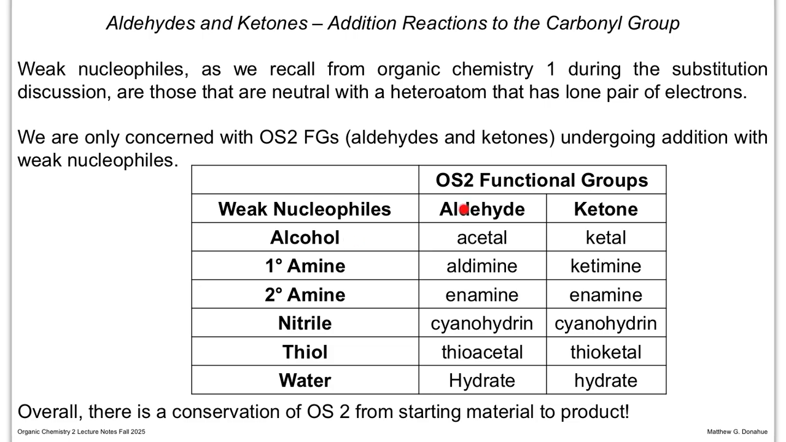So alcohol reacting with an aldehyde gives an acetal as a product. The names change a little bit based on what you're starting with, so acetal, ketal. We can use amines. Notice these are only primary or secondary. These form imines, so aldimine or ketimine. Secondary amine with either aldehyde or ketone forms an enamine. A nitrile forms a cyanohydrin. So alcohol was OH, thiol is SH. These form thioacetals or thioketals. And then water by itself forms a hydrate.